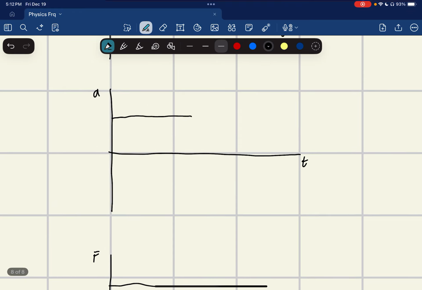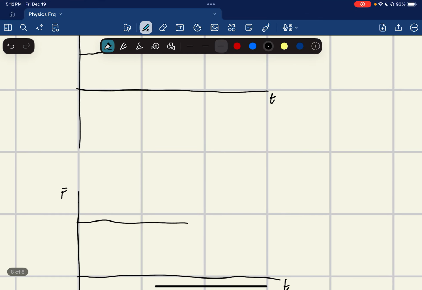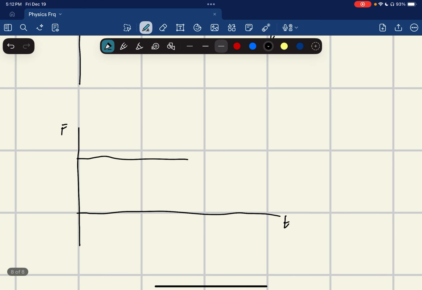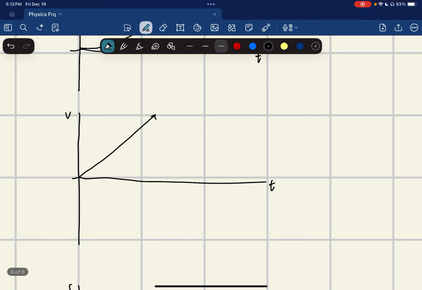So your acceleration here would be constant, and since your acceleration is constant in this scenario, your force will also be constant, so that's why it's just a straight constant line, because net force is equal to MA, and since A is the same and M will stay the same in this case, it's just a straight line. And then your velocity is just a linear line because your acceleration is constant, so you're accelerating in a linear way.